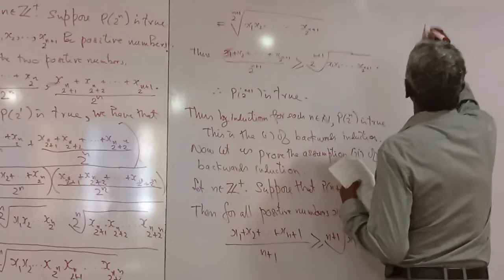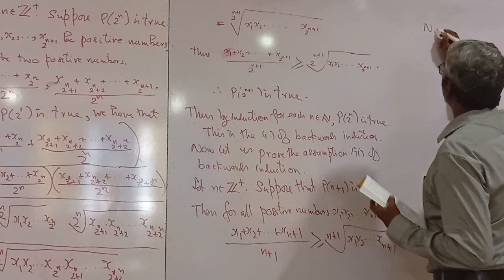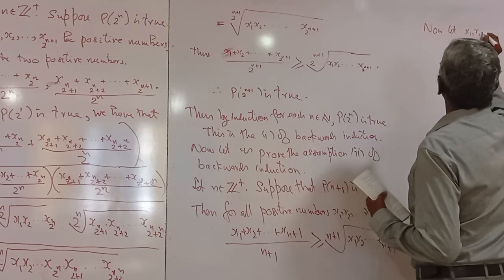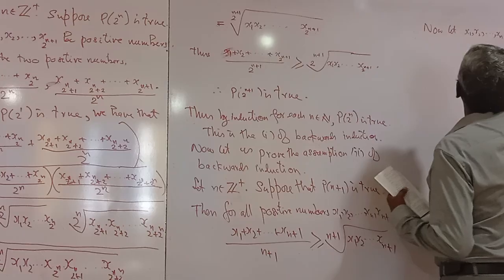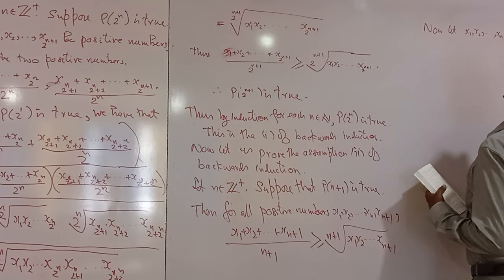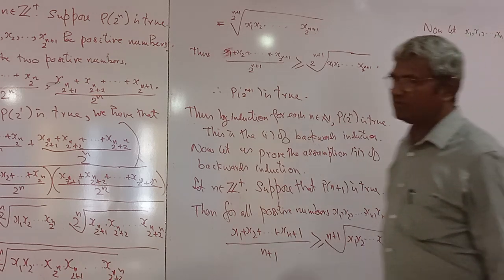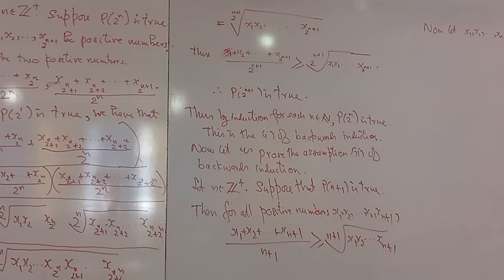Now I want to prove P(n), so I have to choose: let x1, x2, ..., xn be positive numbers. I want to prove (x1 + ... + xn) divided by n is greater than or equal to the nth root of x1 up to xn.